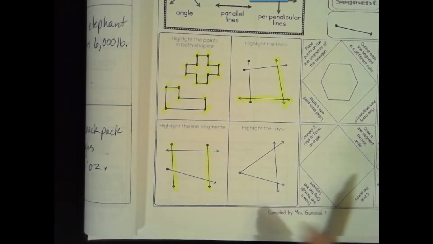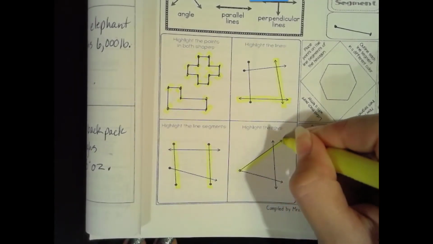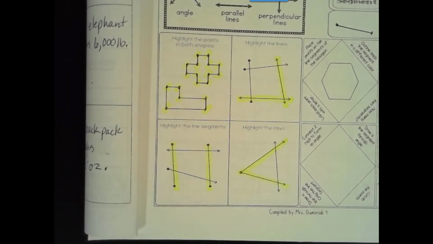Here we want to highlight the rays, so we have an endpoint that continues out forever, an endpoint that continues out forever. These two rays have the same endpoint, which actually forms an angle, but they are both rays. This is a line, so we don't want to highlight that.